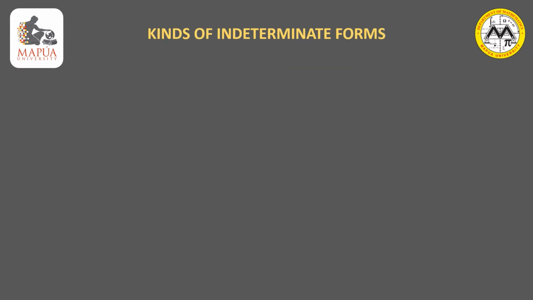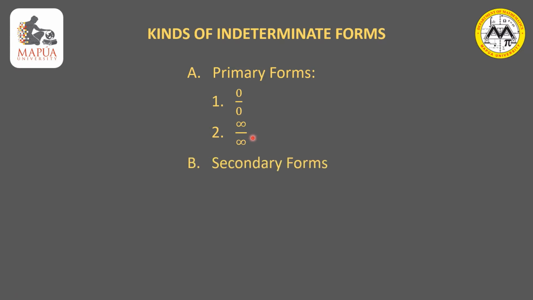Let us now look at the different kinds of indeterminate forms. We have the primary forms, the 0 divided by 0, and the infinity over infinity, and the secondary forms of 0 times infinity and infinity minus infinity. If we are given a rational function and we are asked to evaluate the limit of this ratio as x approaches a, and the result is an indeterminate form, either a 0 over 0 or an infinity over infinity, then the limit can be evaluated using L'Hopital's rule.